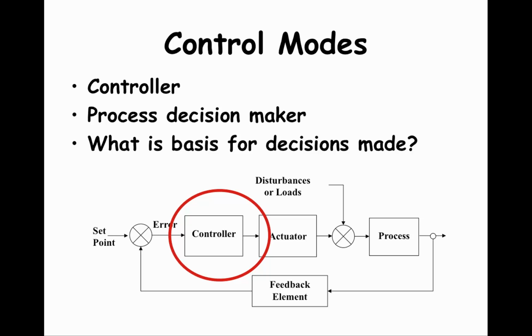The following diagram shows a typical closed-loop control system. The controller is within the red circle shown here, which is right after the error input and before the actuator. It is the process decision maker. So, what is the basis for a decision mode? Well, controllers use the error signal to generate a control signal that is used to adjust the actuator.